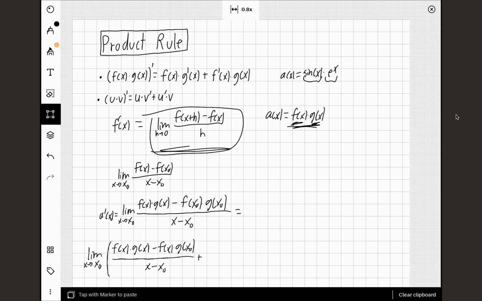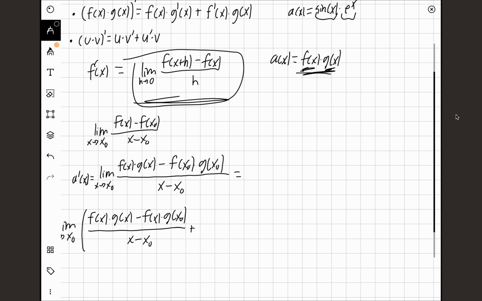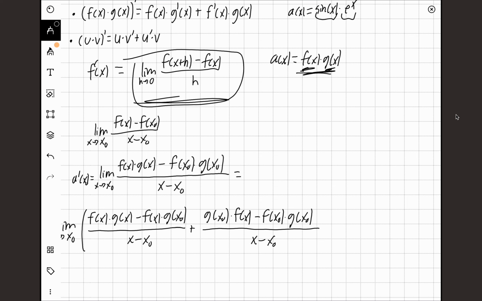So we're going to split our product into two parts. So I'm going to have this, and then plus g of x0 times f of x minus f of x0 over x minus x0. And have we actually changed anything? Well, we can see they both have the same common denominator, so we can combine these, two terms cancel out, and we're left with exactly the same thing.